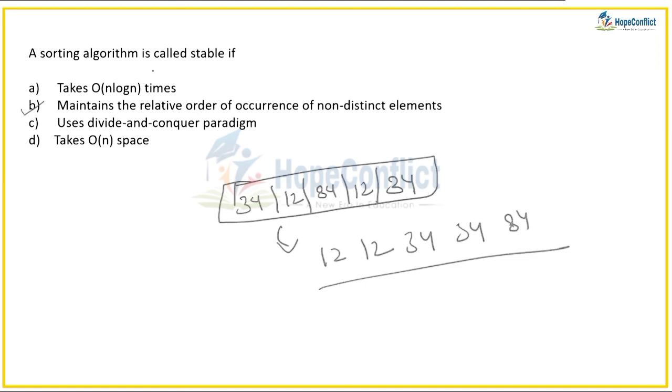So what is a stable sorting algorithm? Suppose this 12 occurs first. According to the relative order, this 12 occurs first and this one occurs later. So when we have completed the sorting, this 12 should still occur first and then this one, right? This is what stability is. If a sorting algorithm maintains the relative order of occurrences of non-distinct elements, they have clearly mentioned non-distinct, meaning they are not distinct, they are duplicates or similar. You can see 12, 12, they are similar, right? So that is going to be the correct answer for this question, option B.